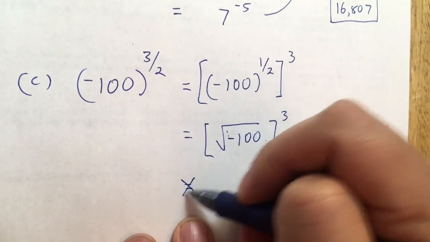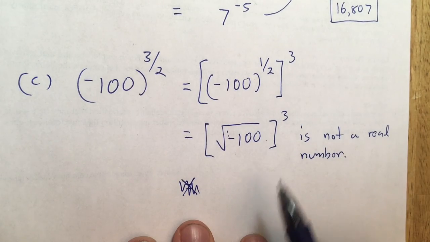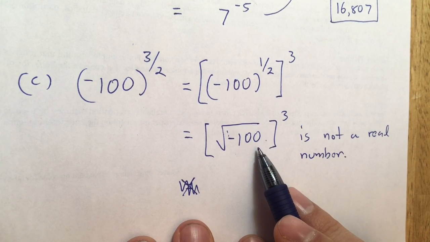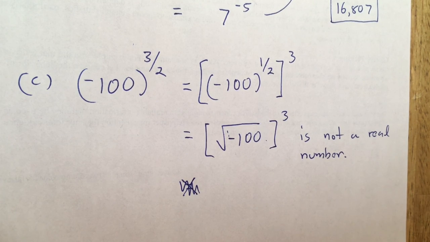If you use complex numbers or imaginary numbers and study those, you can make something meaningful out of this. But in our class, for intermediate algebra, we're not going to do that, at least not yet. So we're just going to write not a real number.